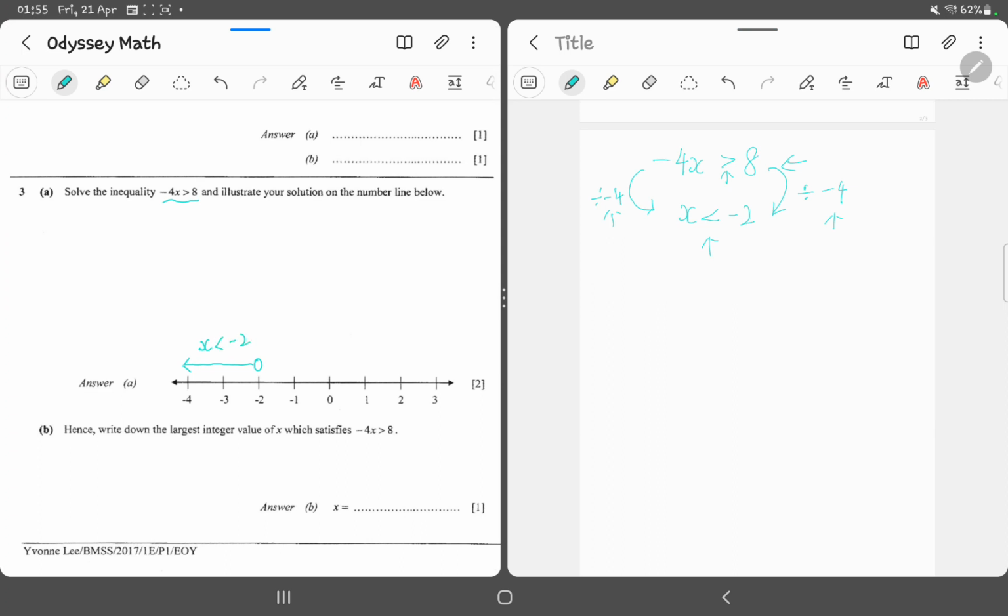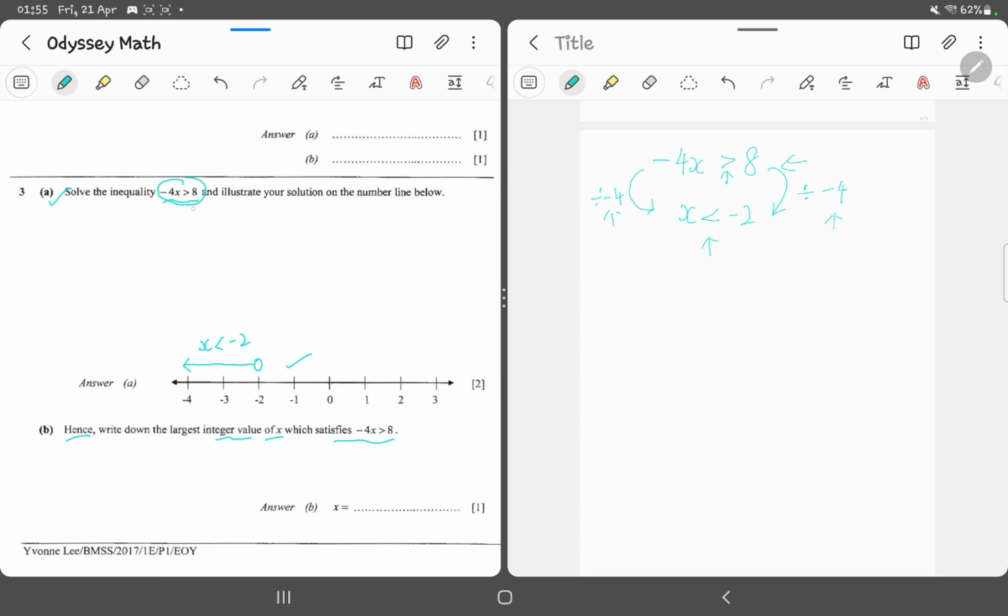Just to illustrate, if let's say it's less than or equal to minus 2, then you have to shade this circle over here. But for this case, x is strictly less than minus 2, so this answer is correct over here. Let's do 3b. Hence, meaning you need to use the answer in part A to help you. Note this word hence. Write down the largest integer value of x which satisfies minus 4x more than 8.